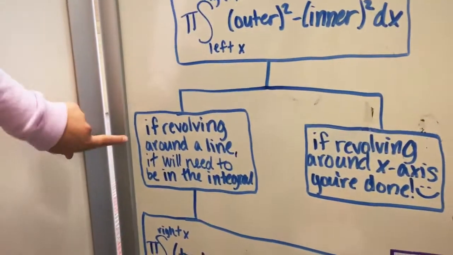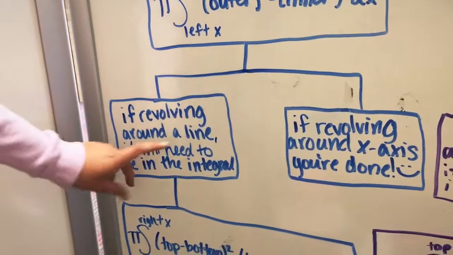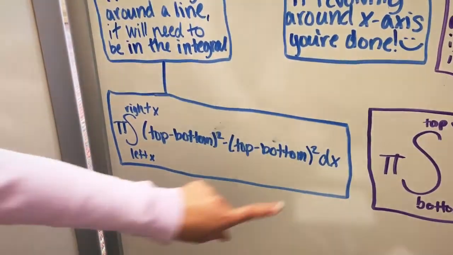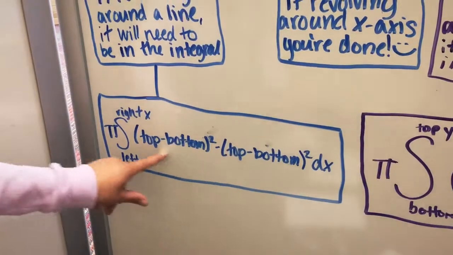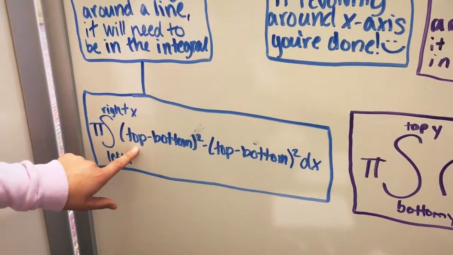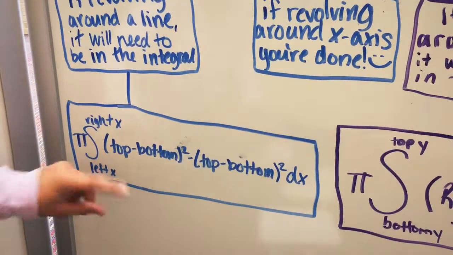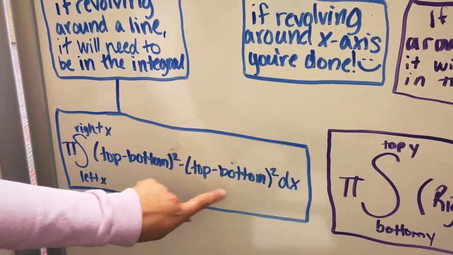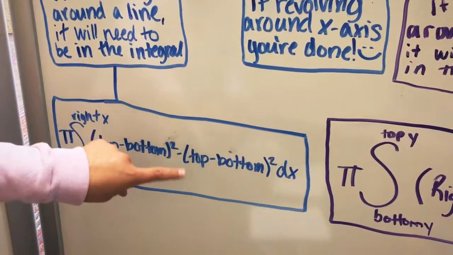Then if you're revolving it around a line instead of the x-axis, that'll have to go into the integral. So then you'd still have your right x and left x, then dx at the end. But then this is still the outer function, so for the outer function, you would do the top line minus the bottom line compared to the line that you're revolving around. Then for the inner, you would do the top line minus the bottom line compared to the inner line.